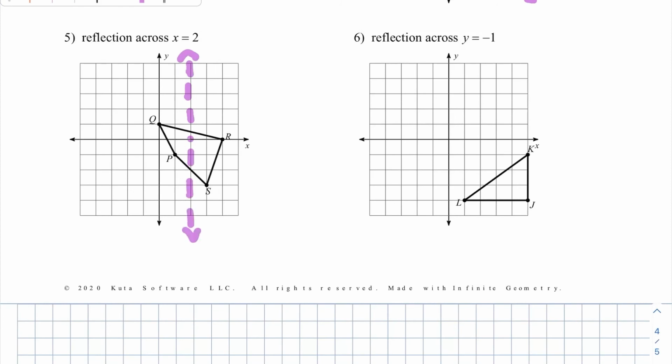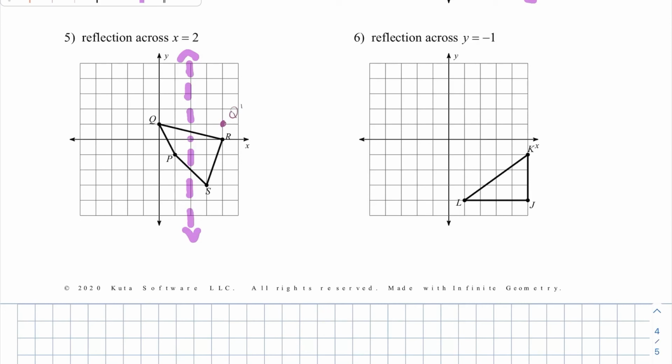Now remember that there are no rules for a reflection across an x equals or a y equals line, so you will have to count boxes here. So let's start with point Q. Point Q, if we go to the line, is 1, 2 to the right. So we will go on the other side of the line, 1, 2 to the right. That will give us our new Q, Q prime.